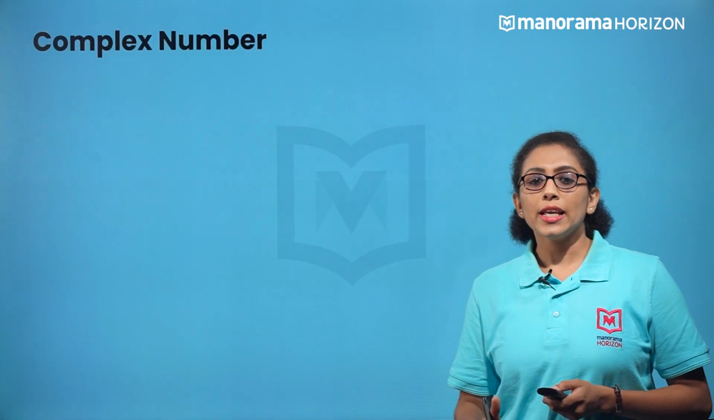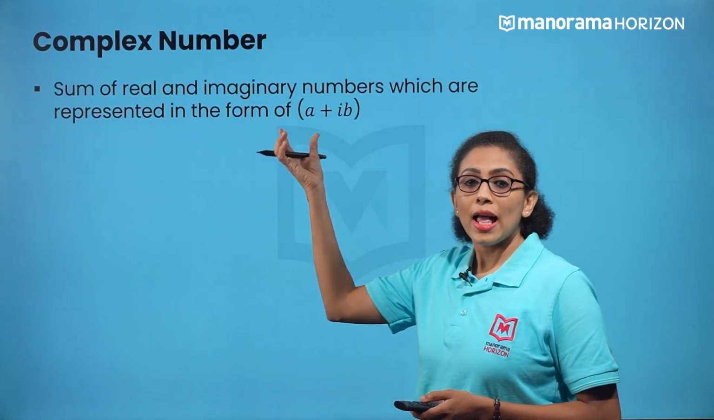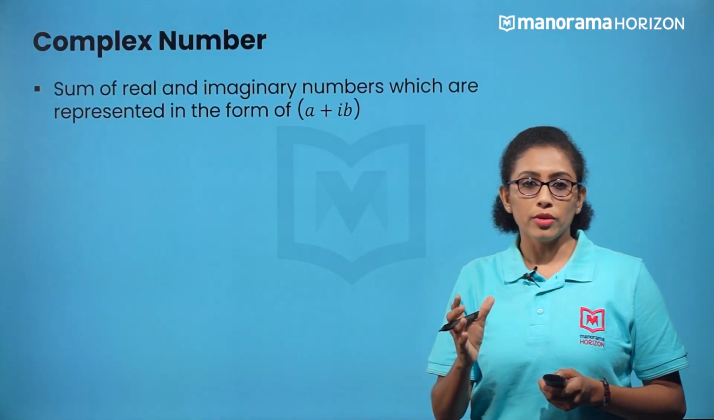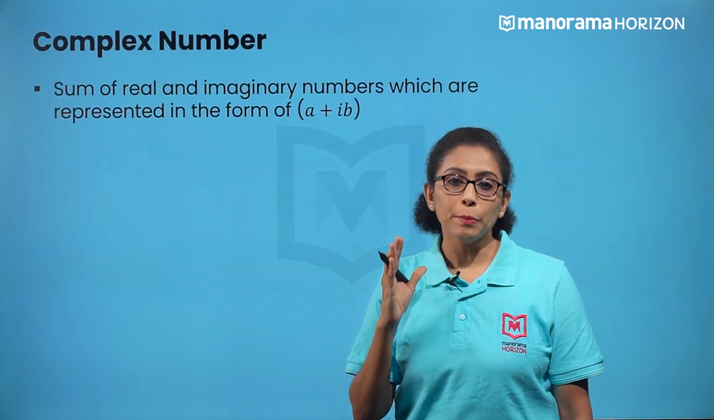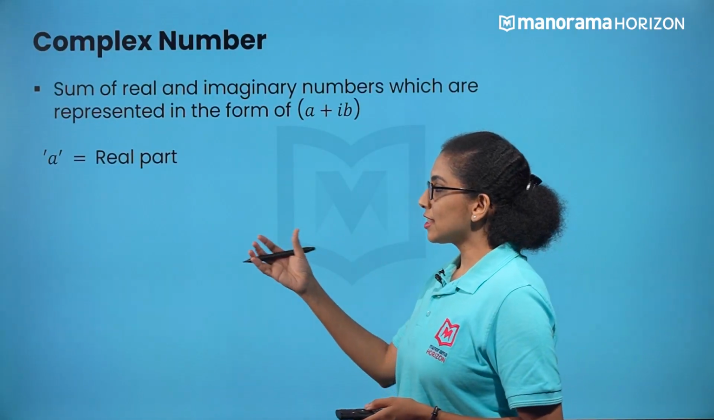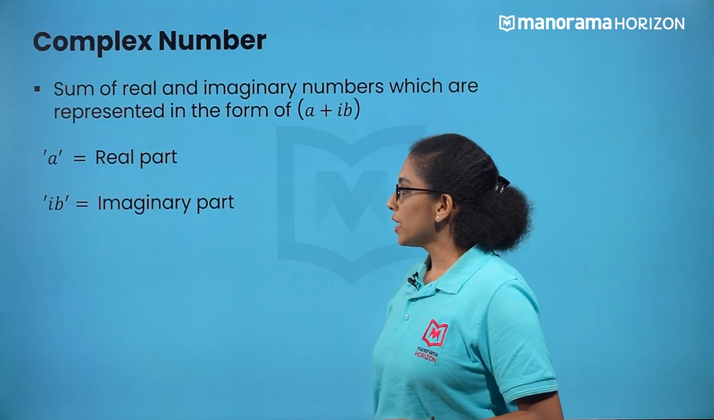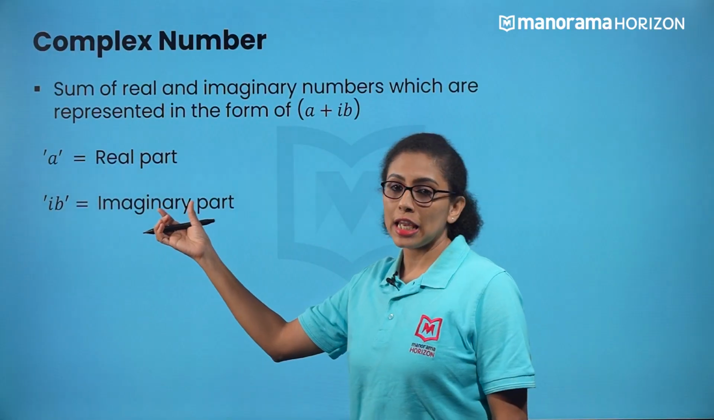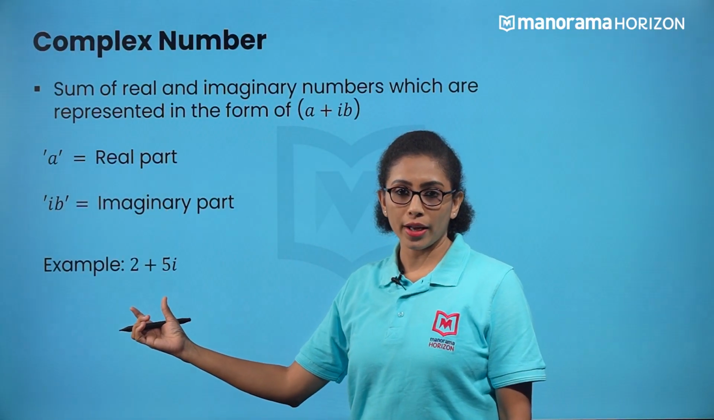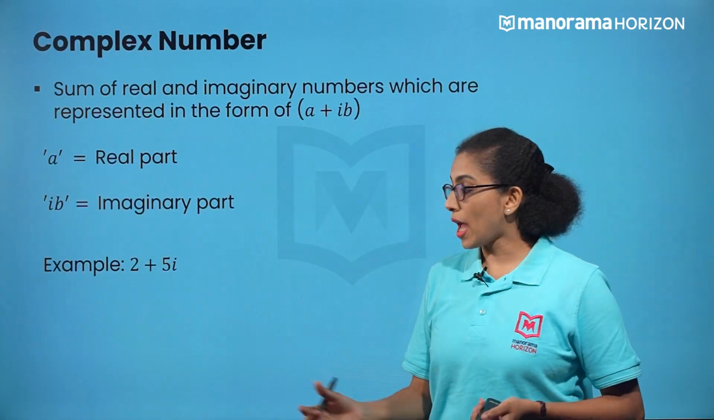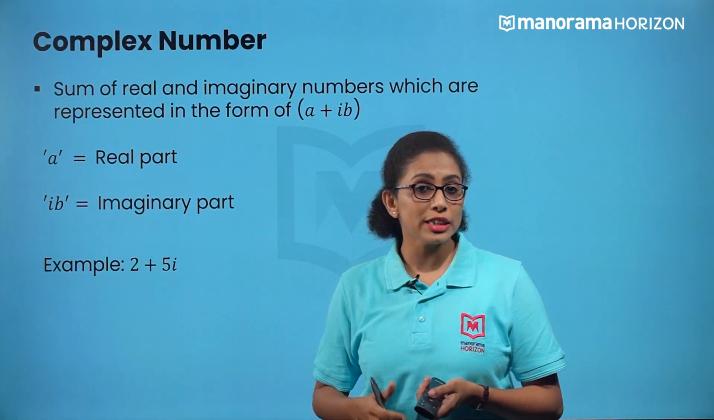A complex number is a sum of real and imaginary numbers which are represented in the form a plus ib, where a is the real part and ib represents the imaginary part. For example, 2 plus 5i. Now, how did this i come and who invented this?